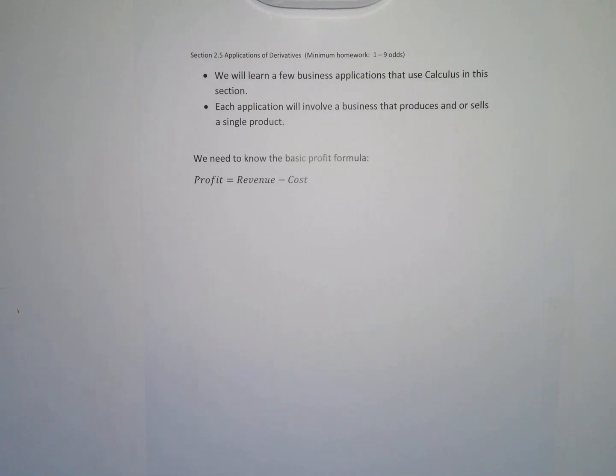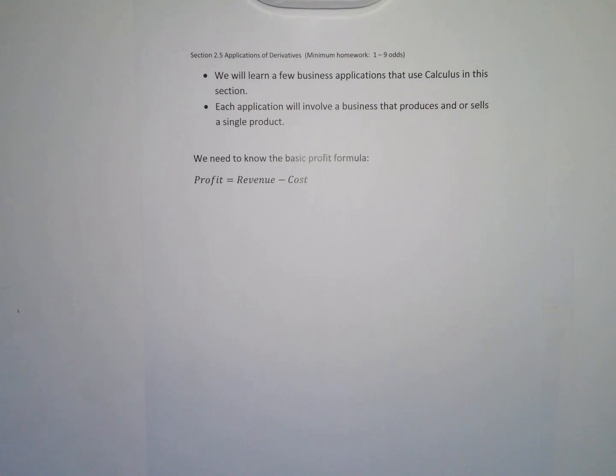Section 2.5 is a lot like Section 1.5 in that it's a word problem section and we do some businessy word problems. Before I jump into the word problems, we just need to know some basic formulas. For those of you that are business majors, these should be familiar formulas. And even if you're not a business major, they're not particularly complex formulas.